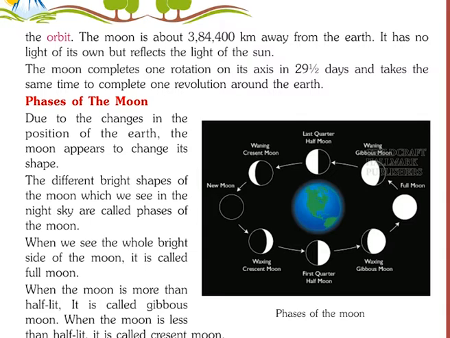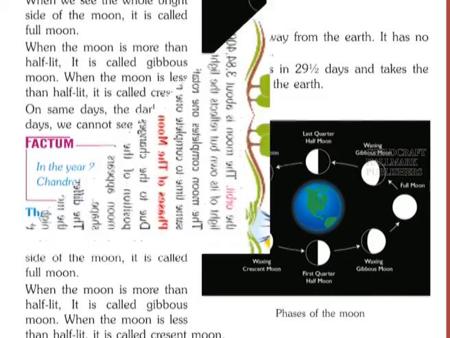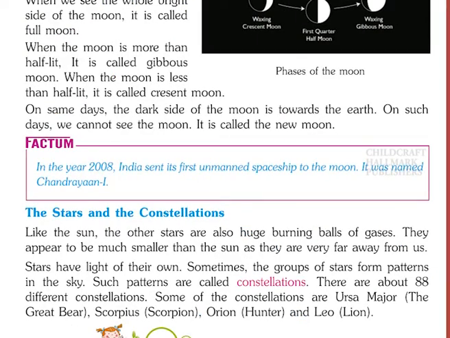When we see the whole bright side of the Moon, it is called full moon. When the moon is more than half lit, it is called gibbous moon. When the moon is less than half lit, it is called crescent moon. On some days, the dark side of the moon is towards the earth. On such days, we cannot see the moon. It is called the new moon.